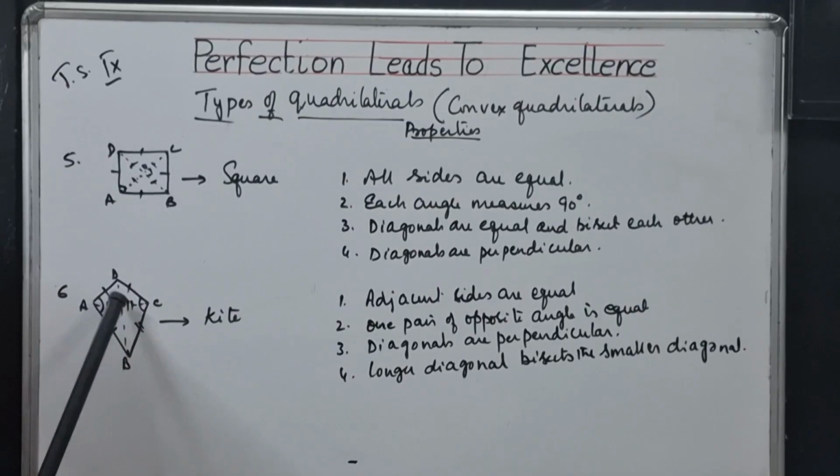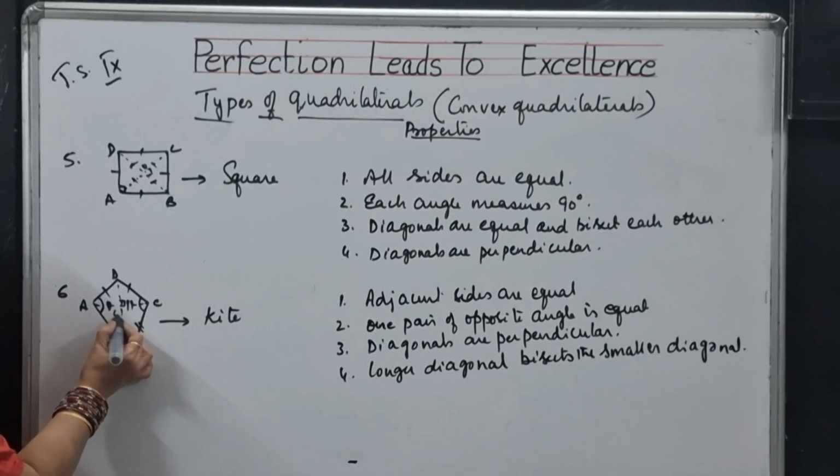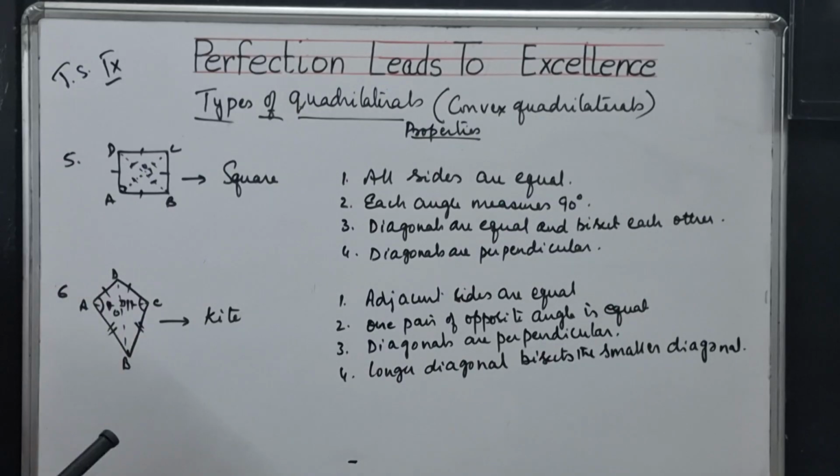So this AD, let me call this point as O. AO is equal to OC. They bisect the smaller diagonal. So these are the various types, six types of quadrilaterals, which are convex quadrilaterals. I have discussed with children their properties.